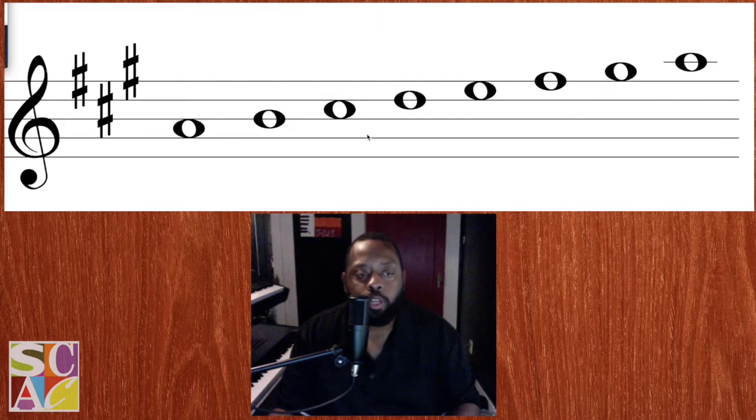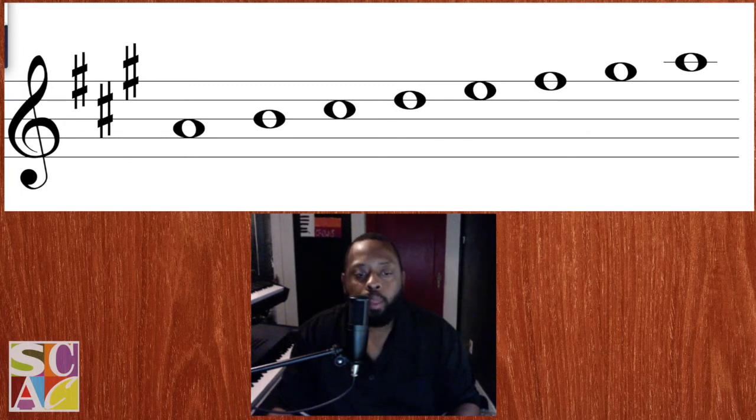It's understood that in the key of A, it has 3 sharps: C sharp, F sharp, and G sharp. You don't necessarily have to write G sharp, F sharp, and C sharp because the key signature defines the key.